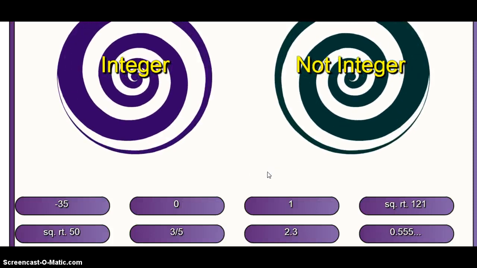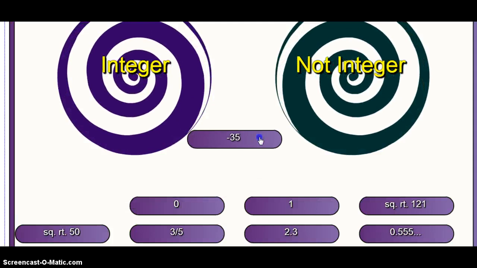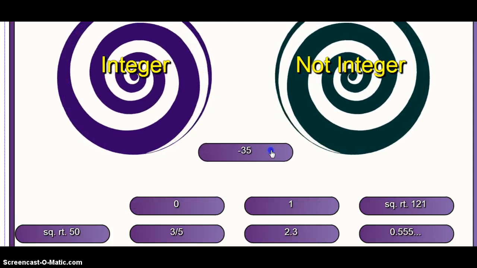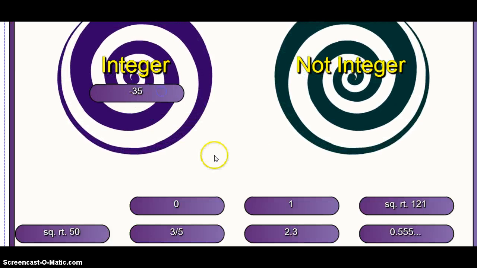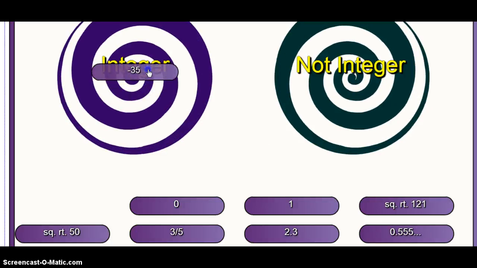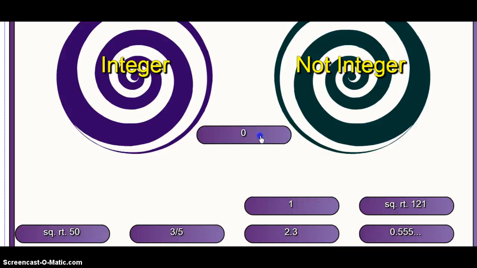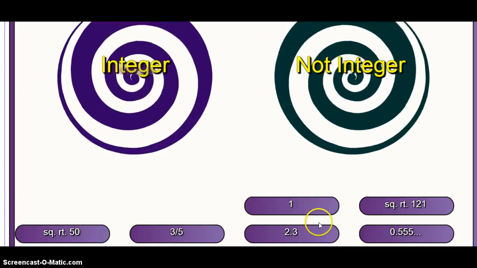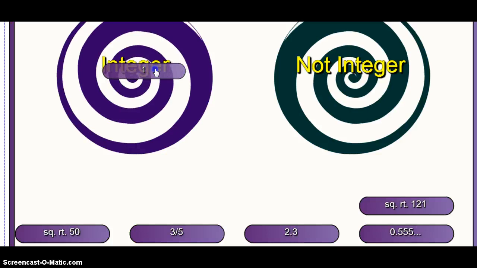Alright guys, so now that you've had time to try to sort whether it's an integer or not, let's go through these. First number is -35. Remember, the definition of an integer is a positive or negative whole number. Therefore, that is an integer. Okay. 0. That is also an integer. What about 1? Integer. Okay.